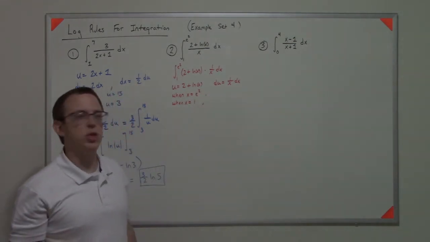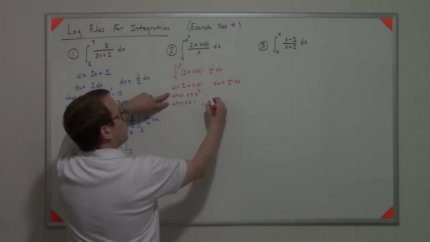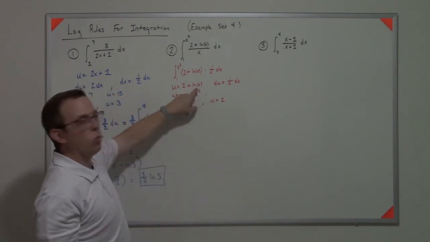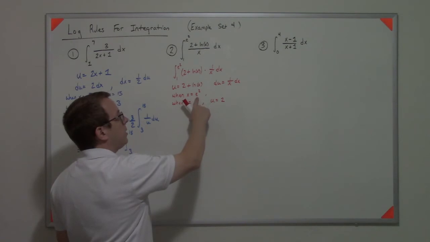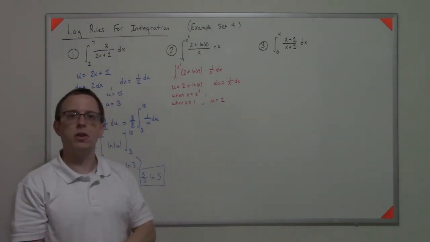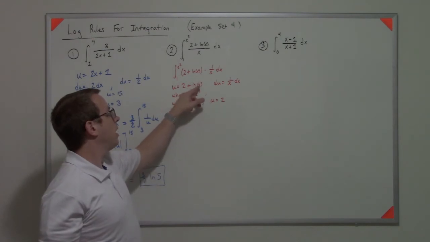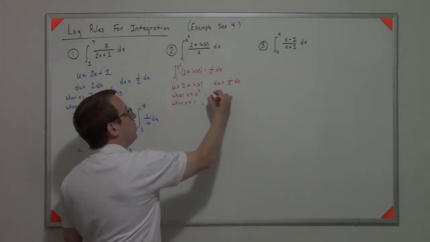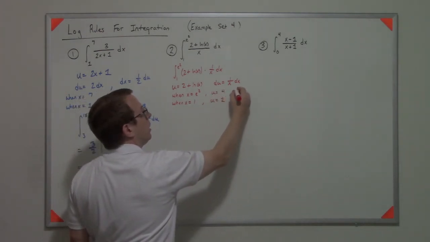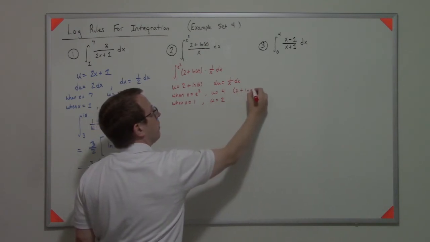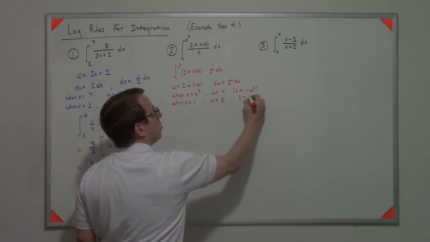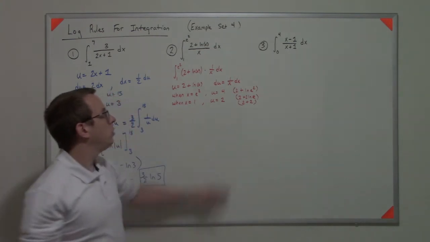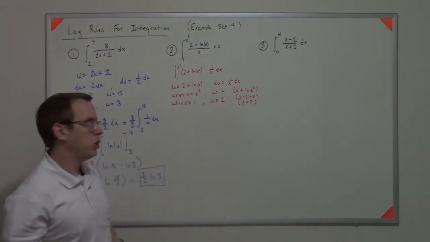So now I'm going to do my bound changes. I'm going to do lower and upper. So when x is 1, u is 2, because natural log of 1 is 0. When x is e squared, if I plug e squared into the natural log, I get 2 times the natural log of e by bringing down the power. And the natural log of e is 1, so u is 4. Again, that's 2 plus natural log of e squared, which is 2 plus two natural log e, which is just 2 plus 2. But anyway, that's just my justification.